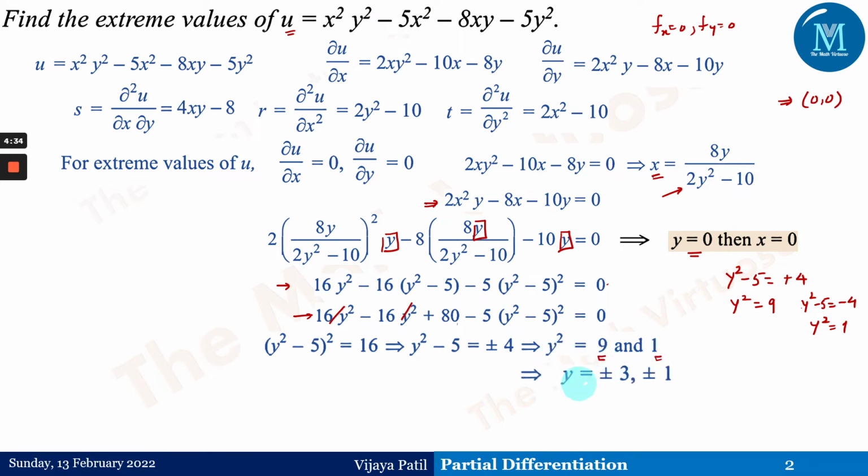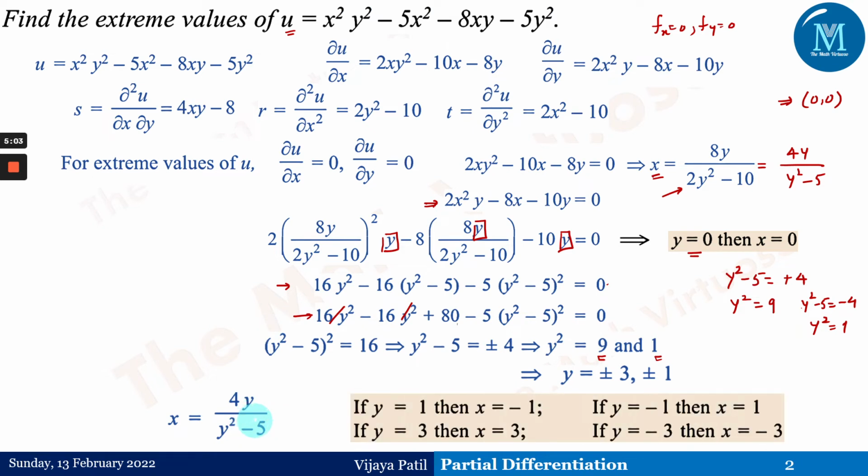That means we are getting the values of y: plus 3, minus 3 and plus 1, minus 1. Taking these values and putting them in x equals 4y upon y square minus 5. What we have done from this equation is take 2 out, so we get 4y upon y square minus 5. We take the 2 from numerator and denominator, that 2 gets cancelled, and we remain with 4y upon y square minus 5.